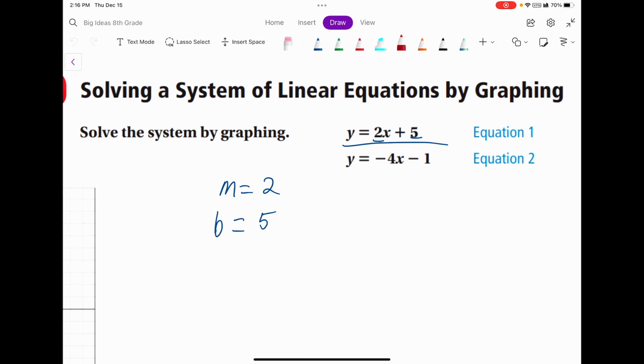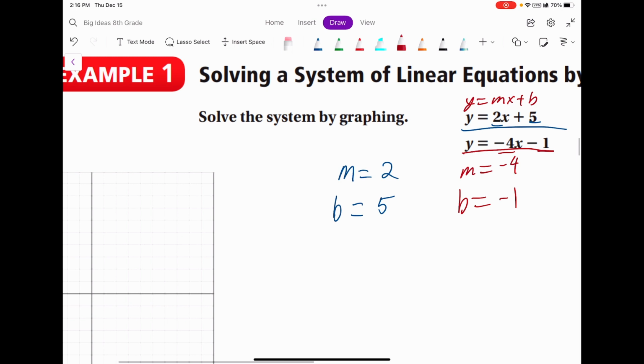Okay, my next one, I'm going to grab a red pen and say this is in slope-intercept form again. So I'm going to find an m of -4, which comes from right there, and b equals -1, which comes from right here. The form is y equals mx plus b, for those of you who do not remember.